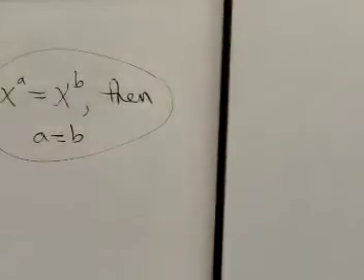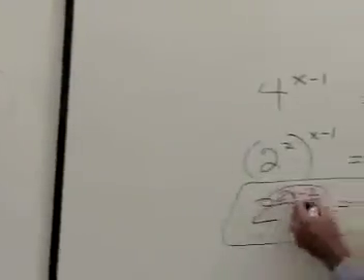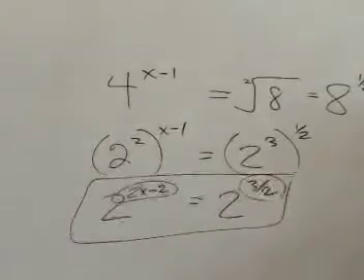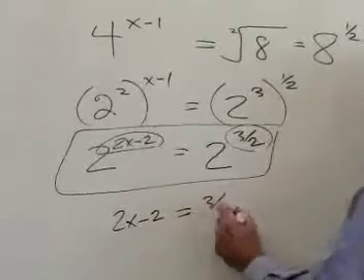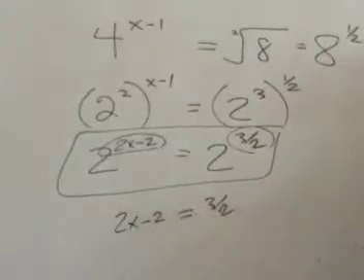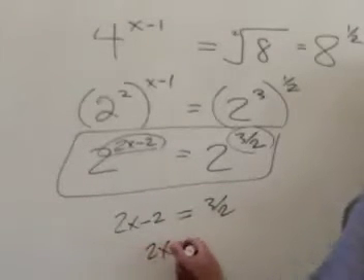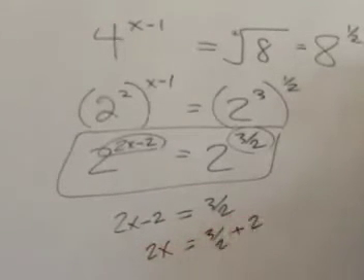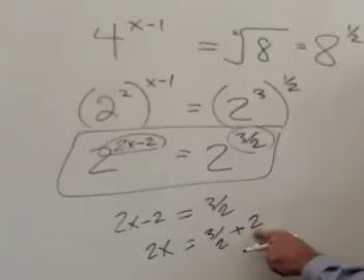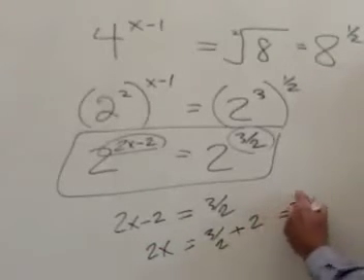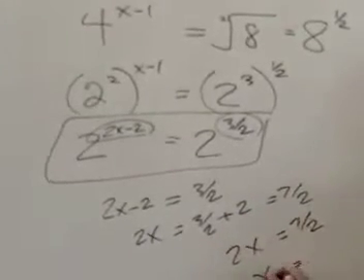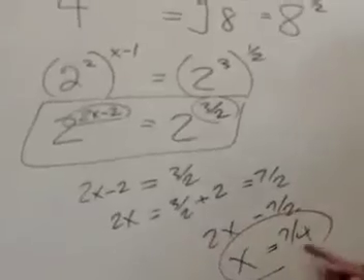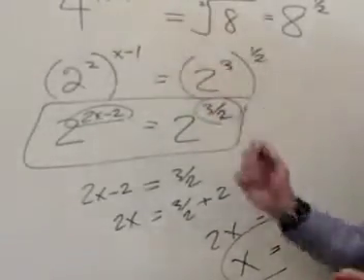The only way that these can be equal is if their exponents are the same. So now I know that this exponent has to be the same as that exponent. I can then solve for x by using my basic algebra skills. I could add 2 to both sides. Going for common denominator, that's the same as 4/2. So I get 7/2. And then I have 2x equals 7/2. I can get x itself would be 7/4. That's the power that satisfies the original statement.